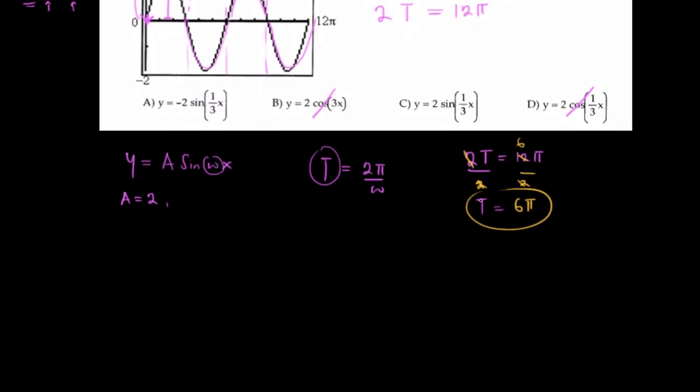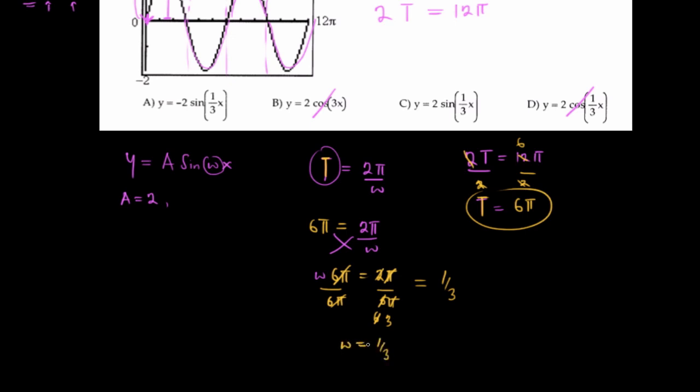I'm going to make this substitution in here. So my T is 6 pi. So let's make the substitution. You have 6 pi equals 2 pi divided by omega. To find omega, I'm going to cross multiply. So you have omega times 6 pi equals 2 pi. So we divide both sides by 6 pi. So pi cancels pi, 2 cancels 6, you have 3. So you have 1 all over 3. So this implies that omega equals 1 all over 3.